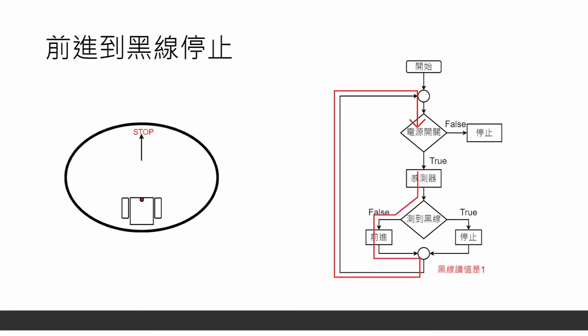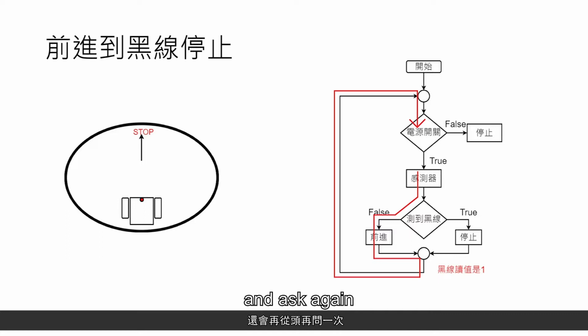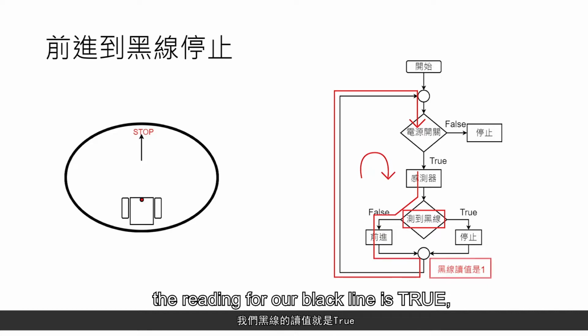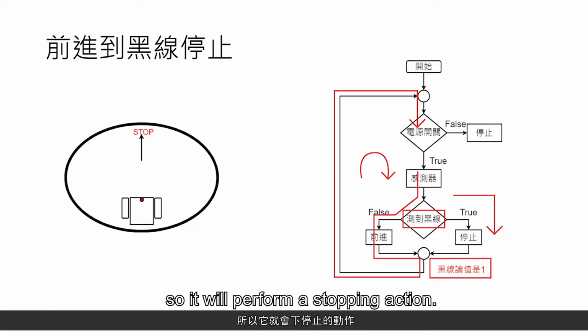After moving forward, it will go back to the beginning of the flowchart and ask again about the black line status. If it is still in the white area, it will go through this loop until the vehicle encounters a black line. When this happens, the reading for our black line is true, so it will perform a stopping action.